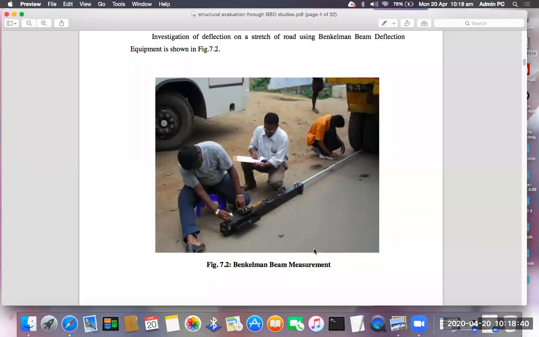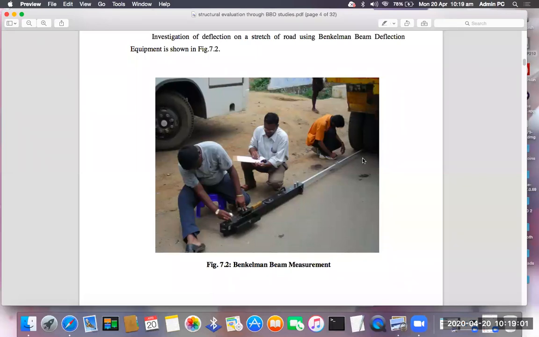So this is a Benkelman beam measurement. It involves a truck of standard load. I'll be telling you how much load it should take. A dual wheel assembly. In this picture, it is not clear. There are two wheels, and in between these two wheels, the beam will be inserted.